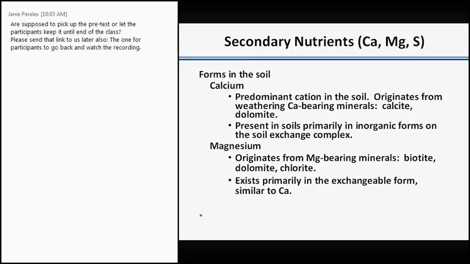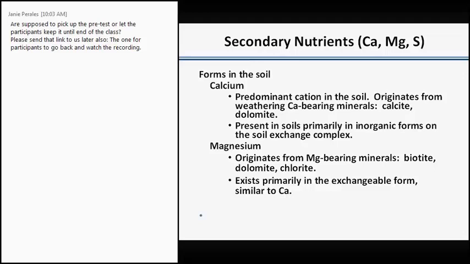Magnesium originates again from magnesium-bearing minerals. This would be biotite, which is a mica. This is the light-colored mica. Dolomite, which I just talked about, and then chlorite, which is a 2 to 1 layer clay. All of these are fairly easily weathered, and so it is very easy to get magnesium from these particular minerals.